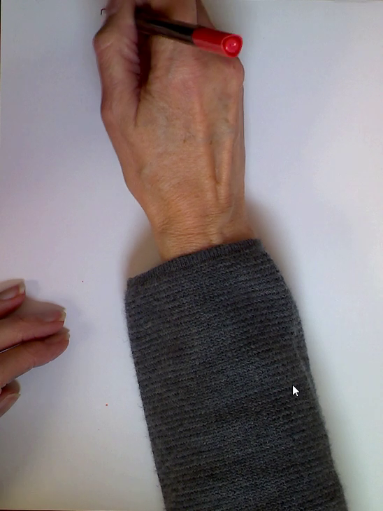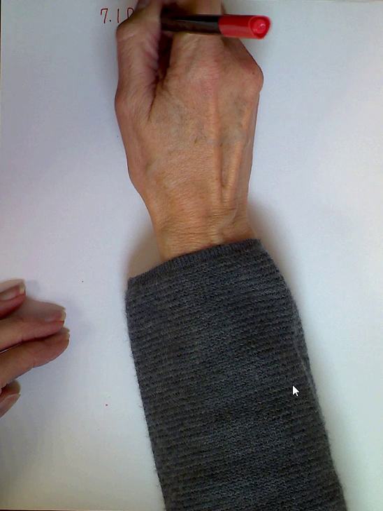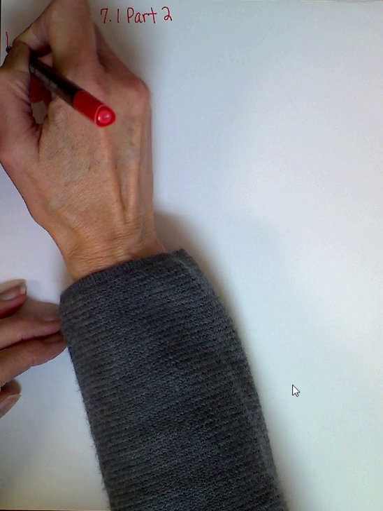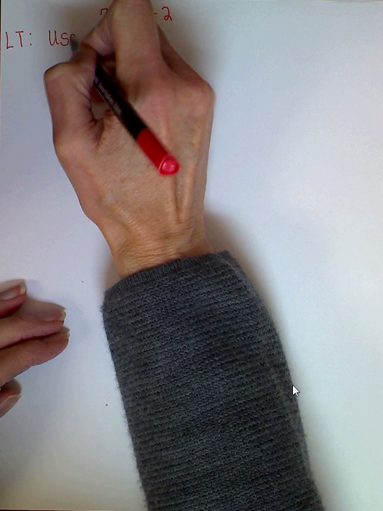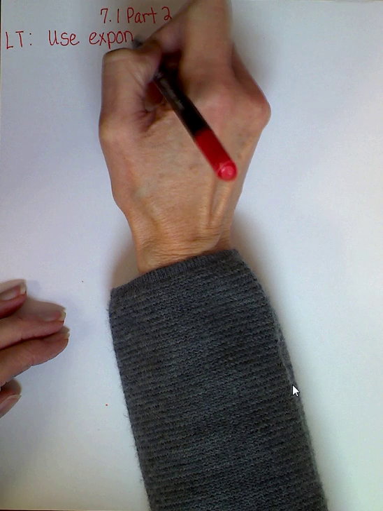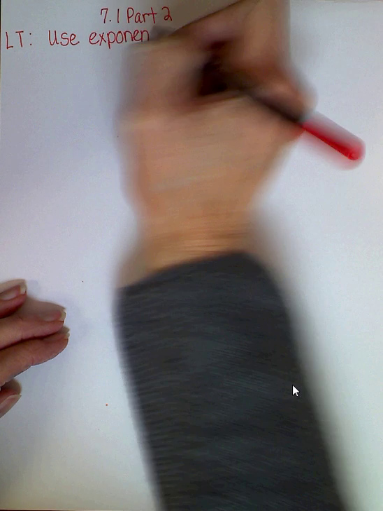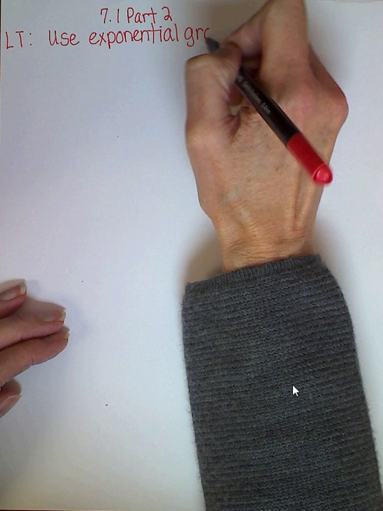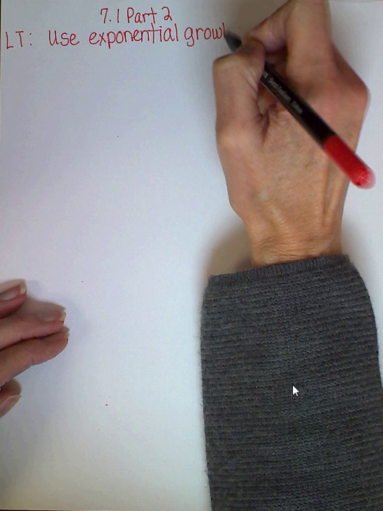This is 7.1, part 2. And our learning target for this part is we're going to use exponential growth models. So we're going to use them in different problems.